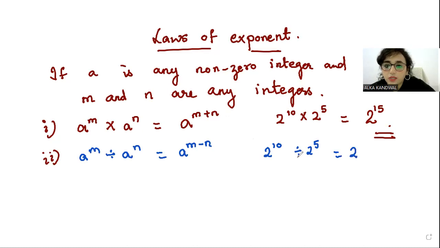We can, because the base is the same and we need to divide, we will just subtract the exponent. So the answer will be 2 to the power of 5. That is the answer. Fine.